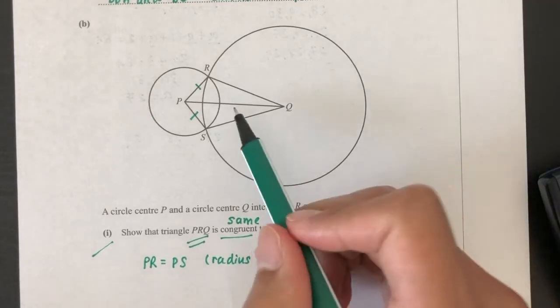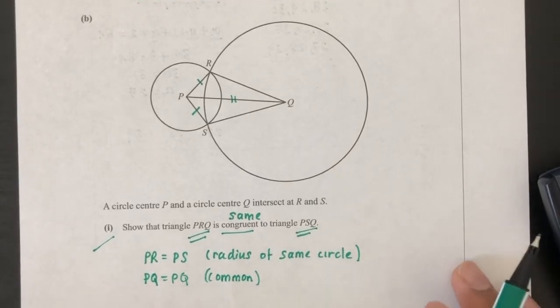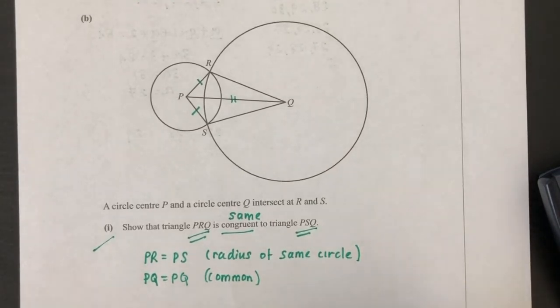Then we have these are the same. So PQ equal to PQ. They are common side. They are common on both triangles. Right. Now the third one is the same as well.